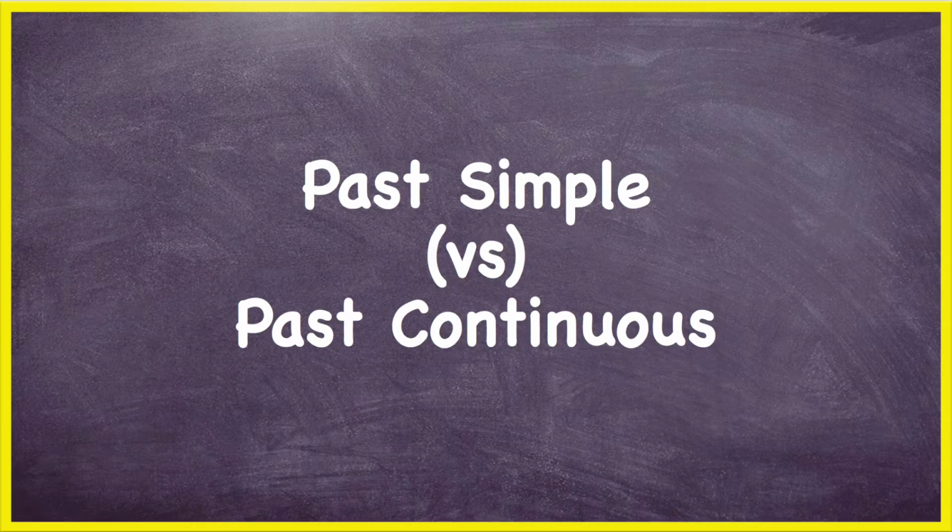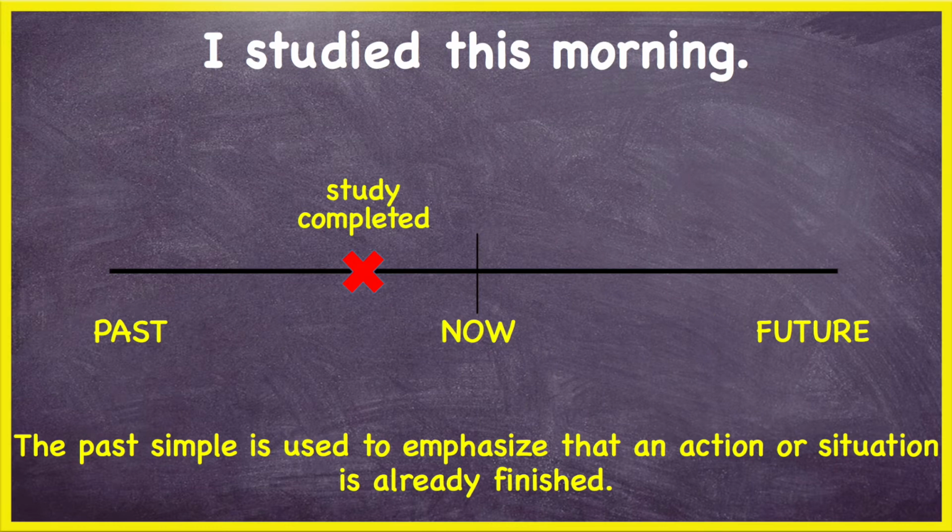So let's have a quick look at the difference between the past simple and the past continuous. So the past simple, you probably already know. All you have to do is use the subject plus the past tense of the verb, right? So for example, I studied this morning. And this is used to emphasize that an action or situation is already finished, right? So I studied this morning. It's over. It's completed, right? You can see that on the timeline there.